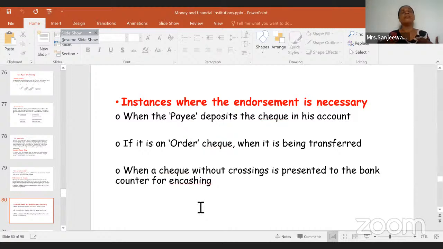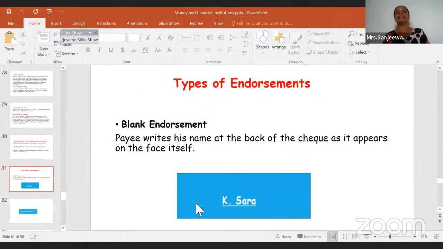Why do you think endorsement is necessary? When the payee deposits the check. Suppose you have a check and you want to deposit it, they ask you to turn it to the other side and write your name and sign. So remember, children, signing is not endorsement. Some students make a mistake: when we ask what is endorsement, they write signing. No, write the name as it is, okay? That is endorsement. So when the payee deposits the check, you endorse. If it is an order check and you want to transfer it, then you endorse. When a check without crossing is presented to the bank, then for encashing also you need to endorse.